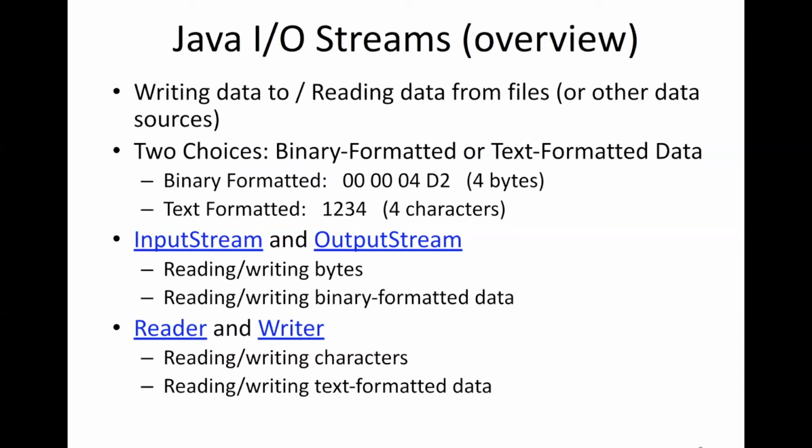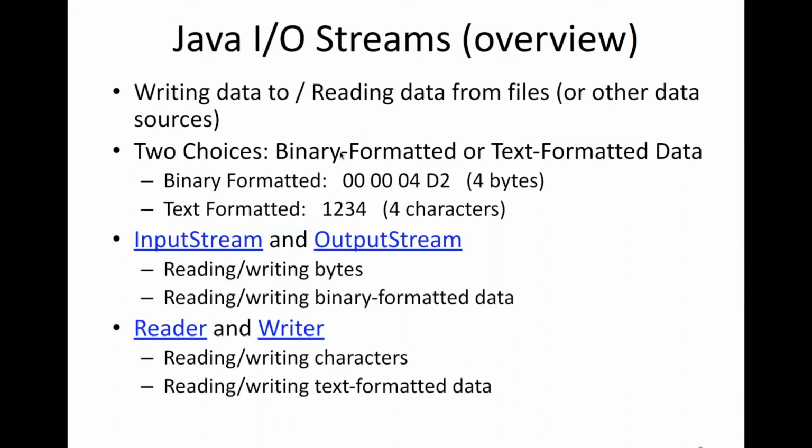So streams, Java I/O streams, are for writing data to or reading data from files or from other sources. And when I say other sources, that could be something like a network socket. It could be another thread. It can be a lot of different places, but mostly when we're reading and writing, we're reading and writing from files. So that's usually what we think of.